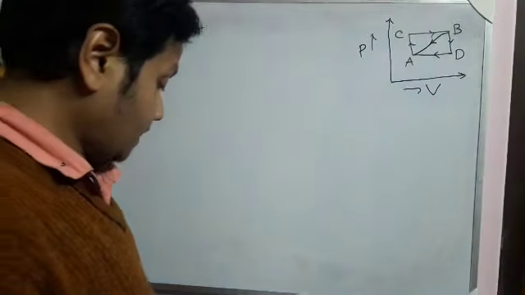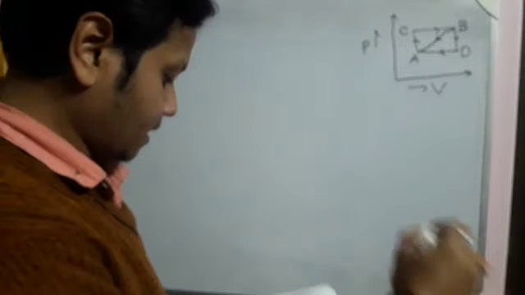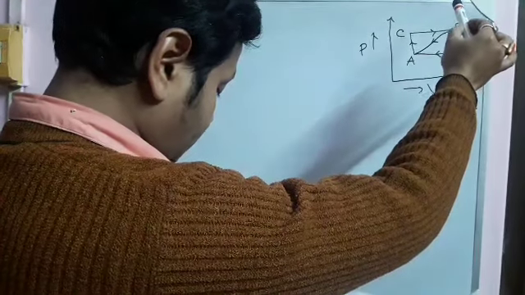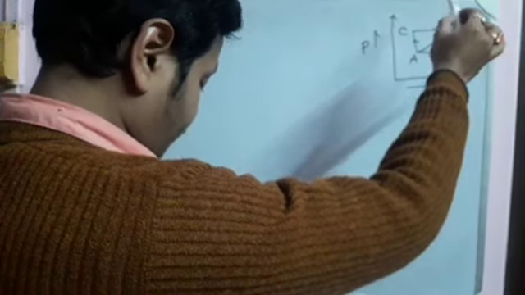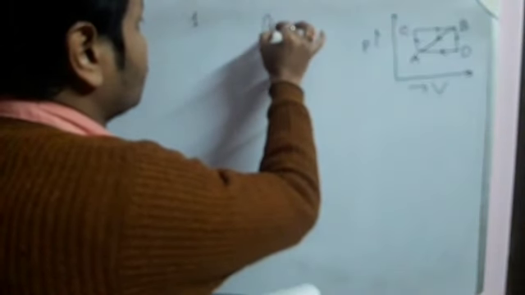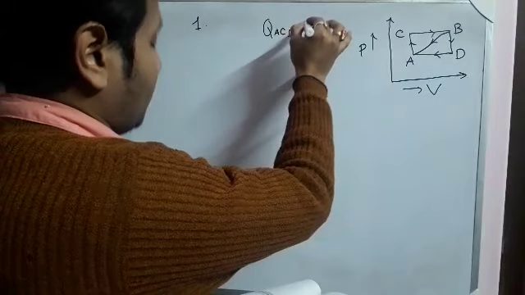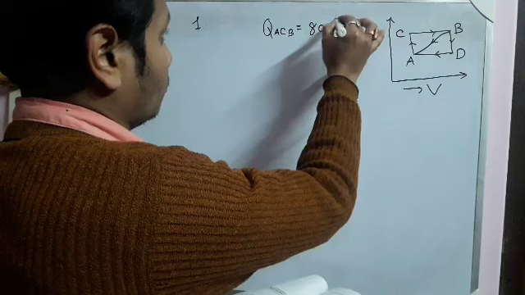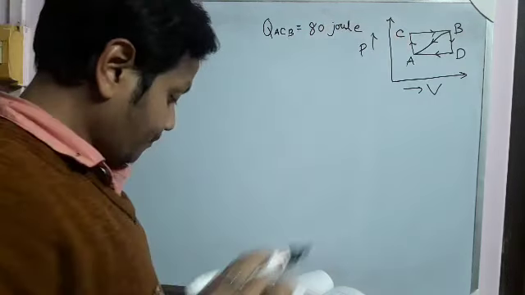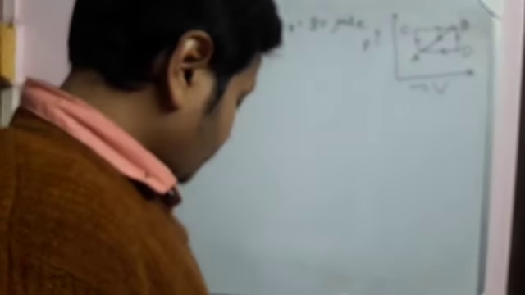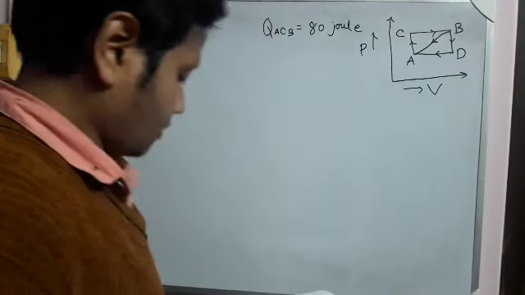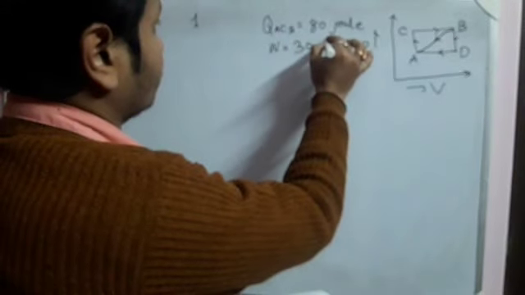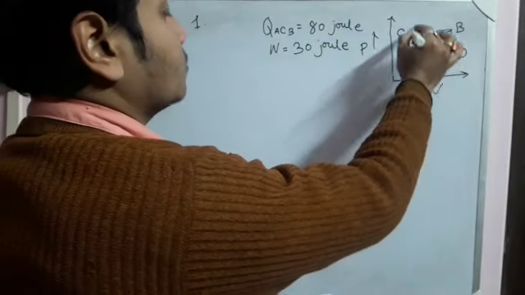Here it is given that when a system is taken from state A to state B along the path ACB, 80 joule of heat flows into the system. That is, when the system moves along ACB, it is 80 joules, and the system does 30 joules of work. So here the work is given as 30 joule along this path.